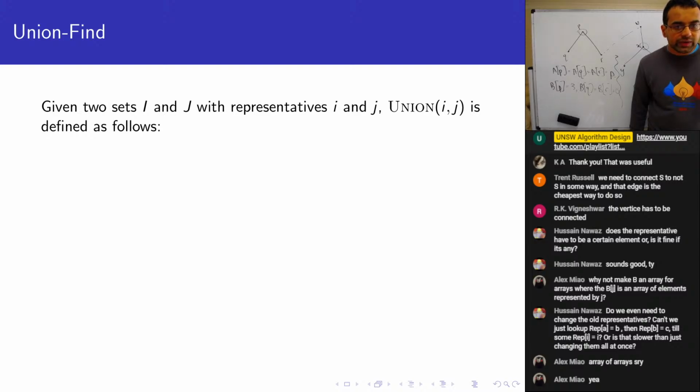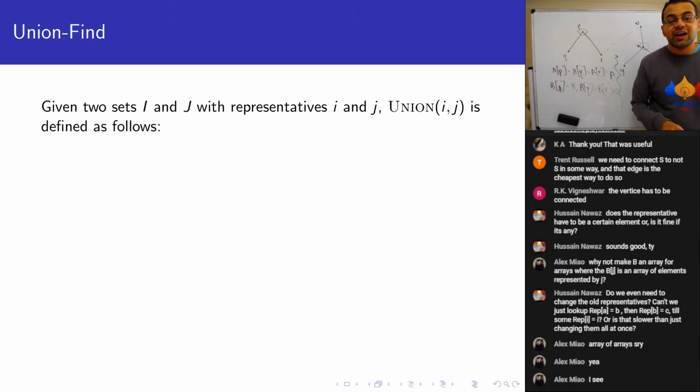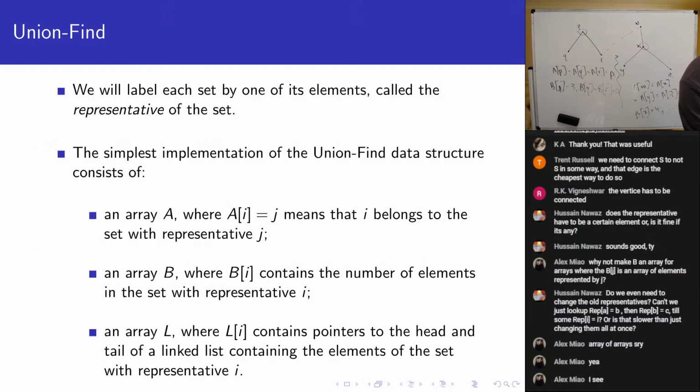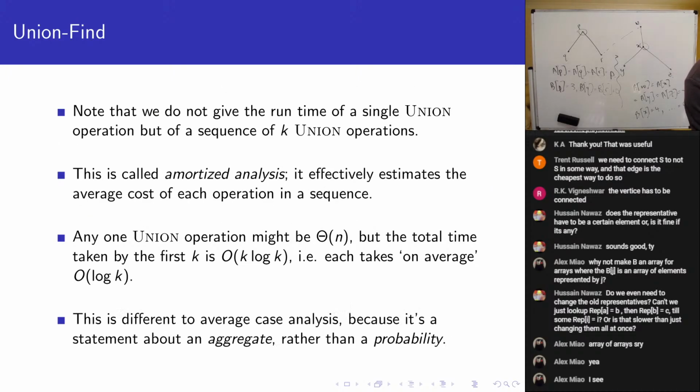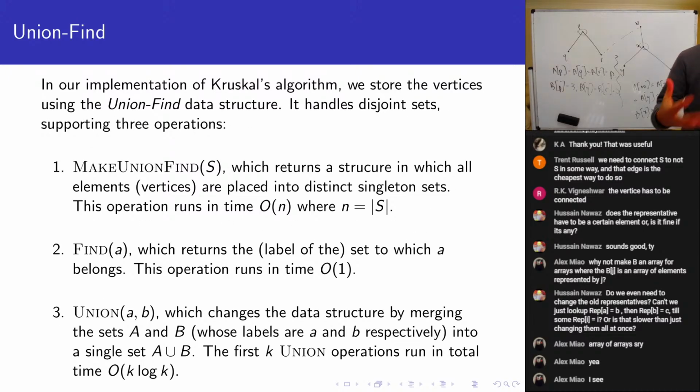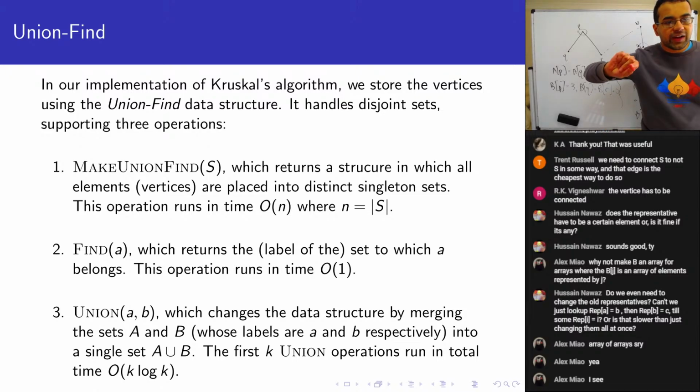Hussein, do we need to change the old representatives? Can't we look them up repeatedly? This is an interesting idea. The problem with your suggestion is exactly that. It's slow. Because we wanted the find operation to run in constant time. Your suggestion is essentially making a tree, which means that you'd have to find parent, parent, parent. And so this now runs in not constant time, but kind of best case.